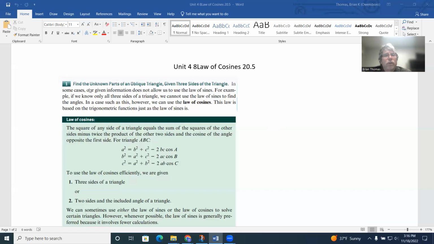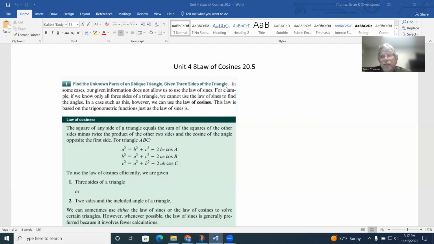So in the law of cosines, we want to find the unknown parts again of an oblique triangle. This time, we're given three sides of a triangle. So remember, for the law of sines, there has to be at least one angle given, and it depends where that angle actually is given. But the law of sines works best when you have two angles and one side given.